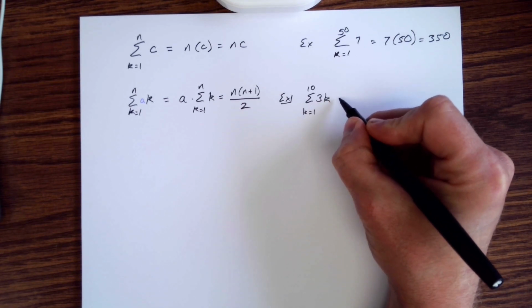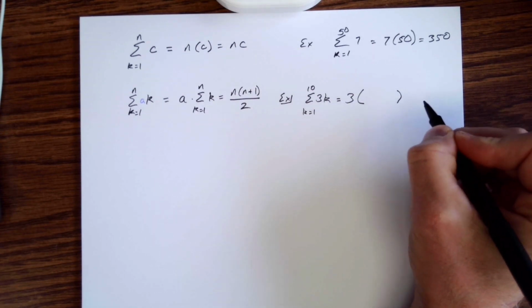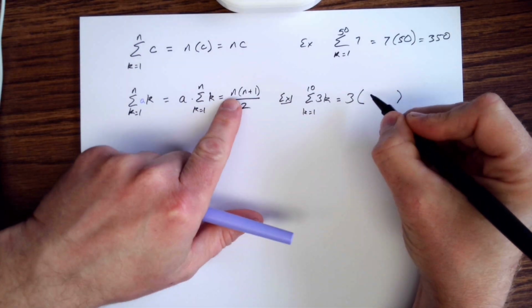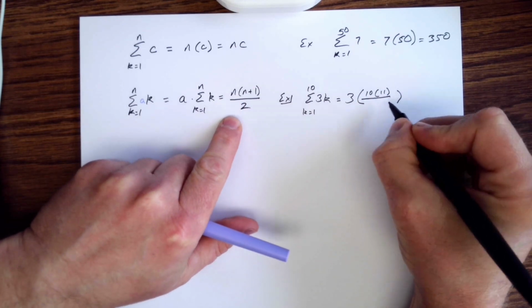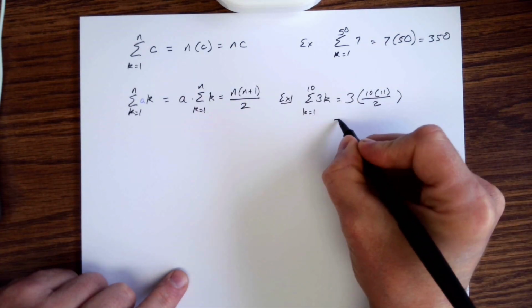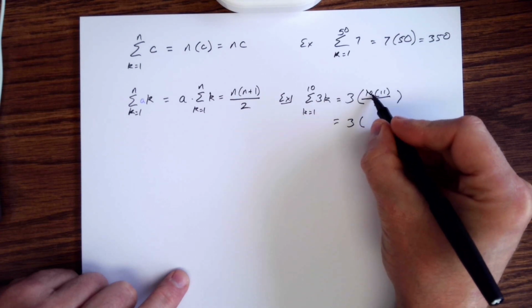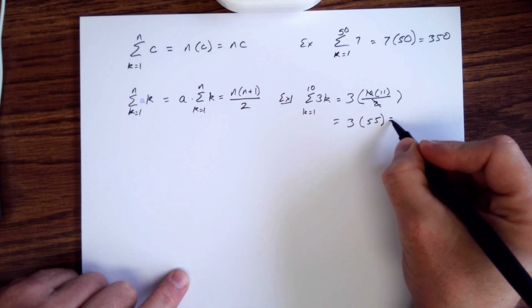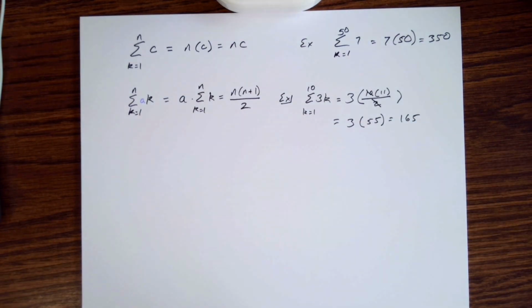So we got 3k, so what that means is that we can move the 3 out in front of the summation and just do the summation separate from the 3. So we do 3 times n, which is 10, times n plus 1, which would be 11, over 2, right? So that gives us 3 times, we can cancel the 2 and the 10 and get 5, so that'd be 55, and 3 times 55 would be 165. Okay, so there's that summation.